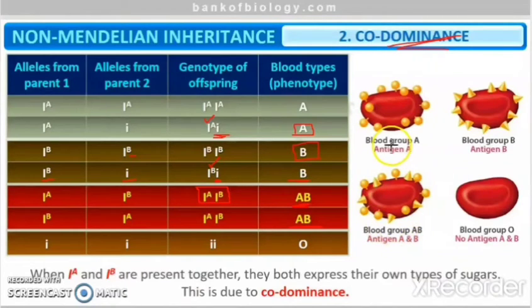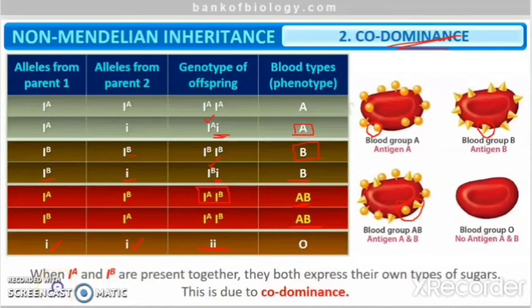You can see the blood group here. This is blood group A. You can see the antigen's structure is different from the structure of blood group B. In the same way, the AB blood group has both antigens, but O does not have any of these antigens. If one parent gives small i and the other parent also gives small i, it gives rise to the recessive trait, which is O.